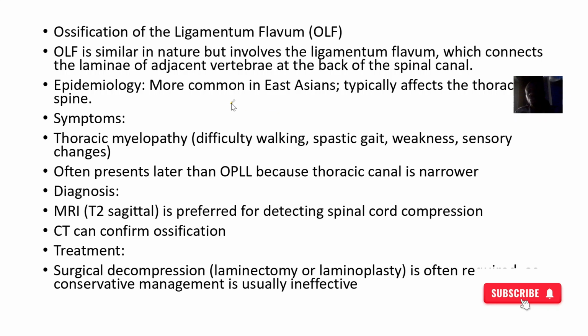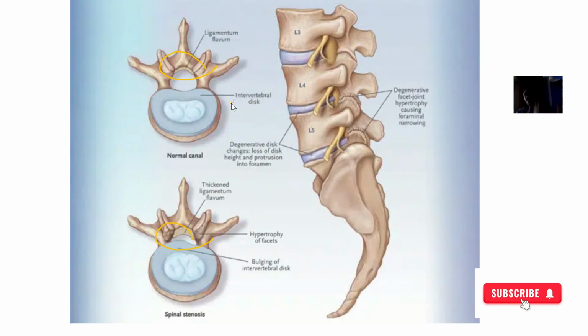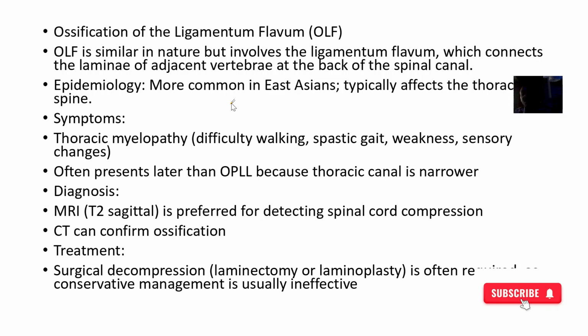So epidemiology is also common in East Asians. But this one, instead of commonly occurring along the cervical vertebrae, you have it commonly occurring along the thoracic vertebrae. So symptoms is thoracic myelopathy. You have difficulties in walking, spastic gait, weakness, sensory changes. So you diagnose it using MRI or CT scans.